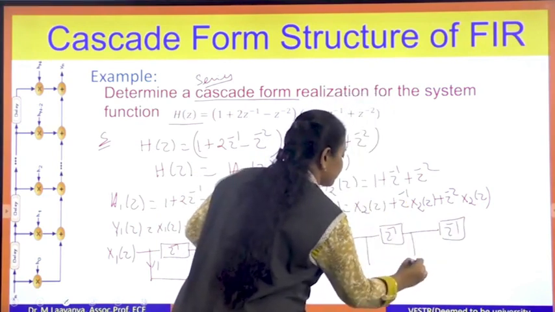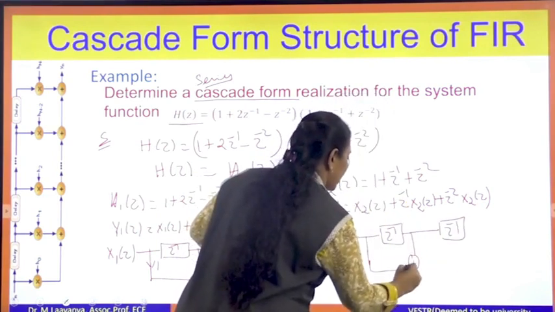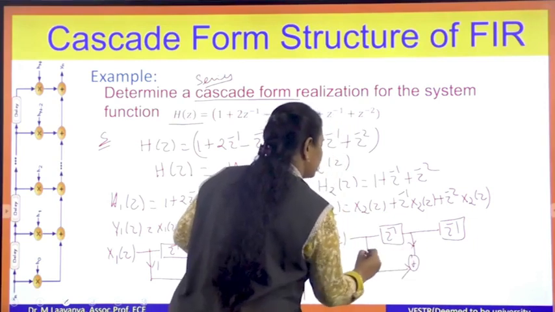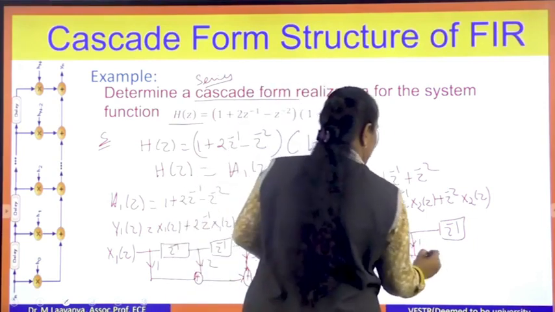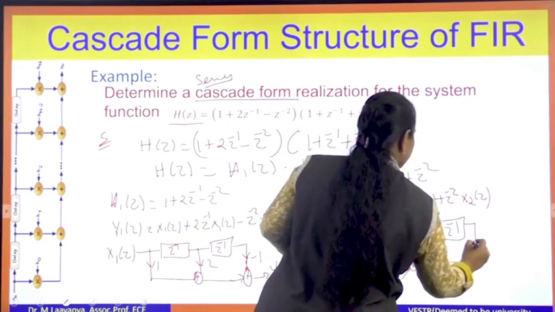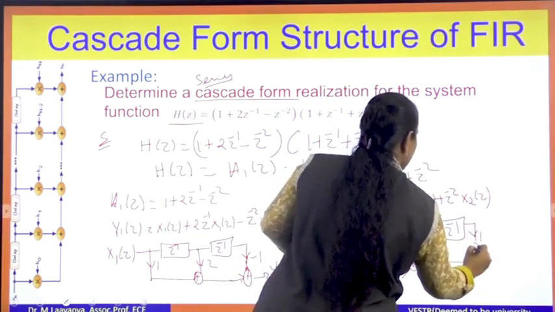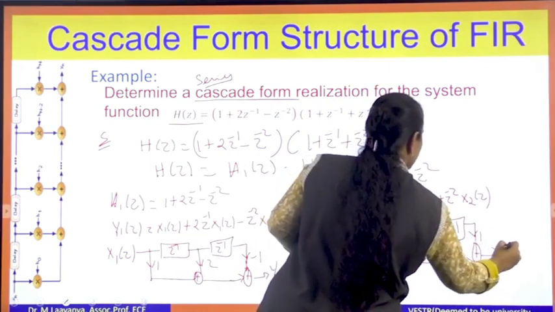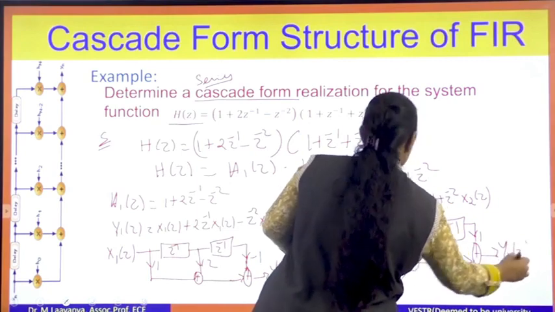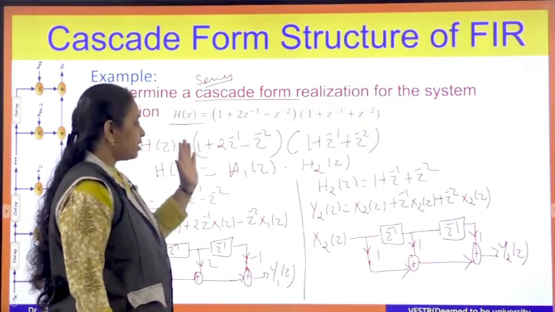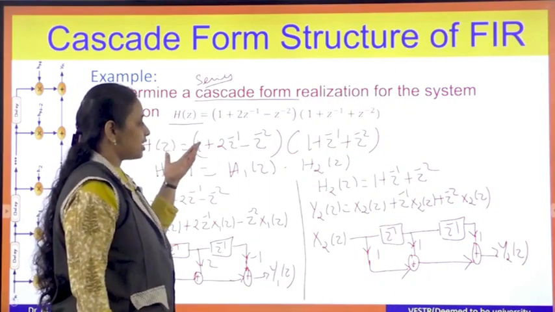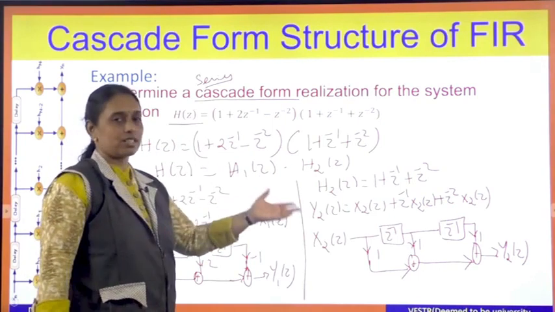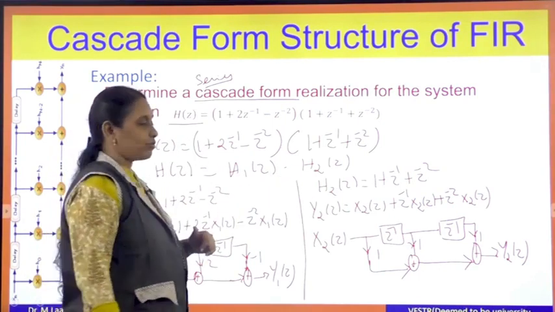For this I will put an adder, and here the multiplier is 1, here also 1, again it is 1. This is my output y2 of z. So I have realized h of z as 2 direct form structures, h1 of z and h2 of z.